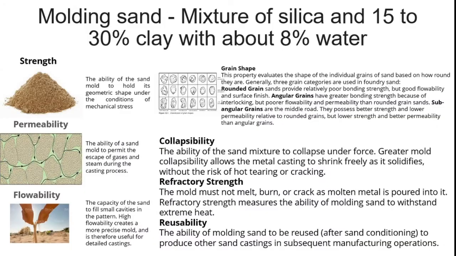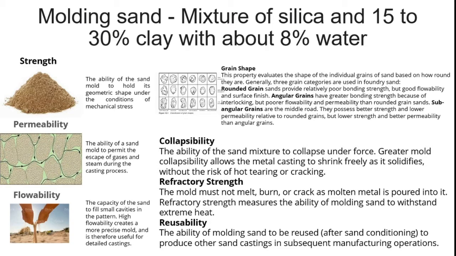So in mold making, the molding sand and its properties are important. Then what is molding sand, how should it be? The molding sand is a mixture of silica and 15 to 30 percent clay with about 8 percent of water. The combination of these things, the mixture of these things, is known as molding sand. What are all the properties it should have before making a molding?